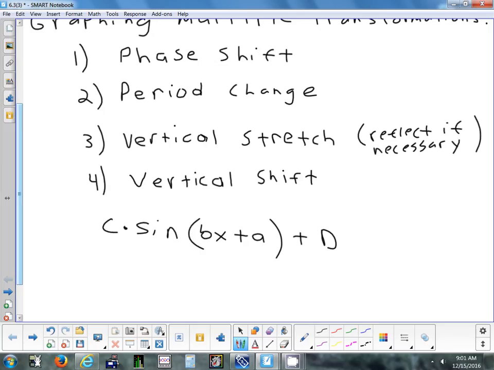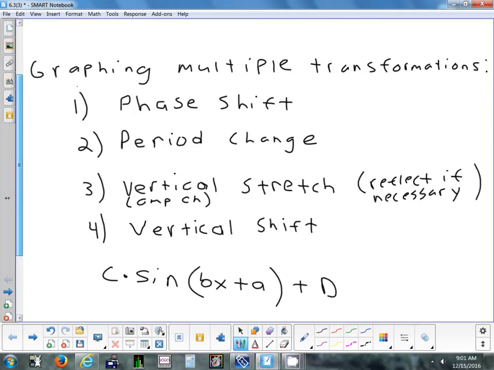Is the vertical stretch the same as the amplitude change? Yeah, vertical stretch, that's an amplitude change. That's the effect a vertical stretch has. It changes the amplitude. So the phase change and the period change are horizontal, right? They're horizontal shifts. So yep, these are both horizontal. It involves the x-axis, yep. Horizontal, change the x values. The other two change the y values.